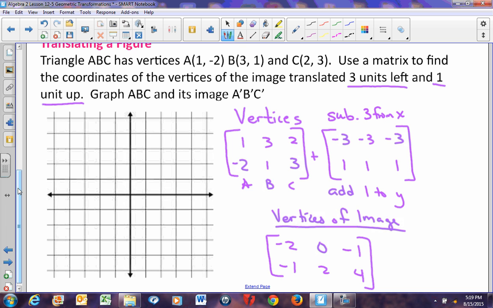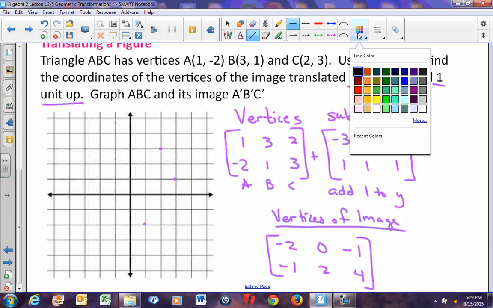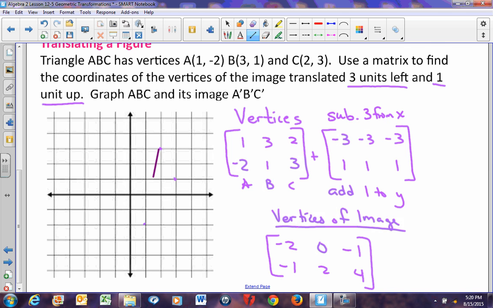So let's graph the pre-image first, which is 1, negative 2. 1, negative 2 is here. And 3, 1 is here. And 2, 3 is here. So these would be my original points. So we have over here, over there, over there. So that would be my pre-image.